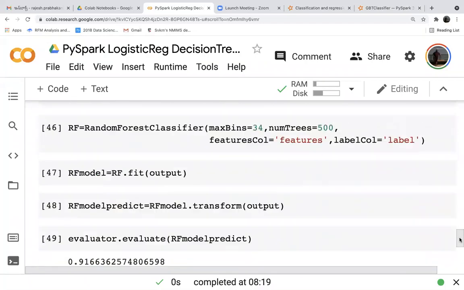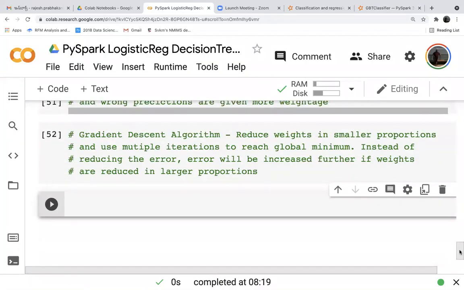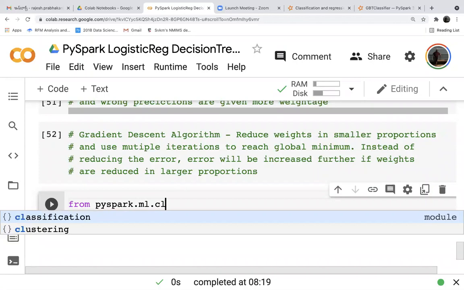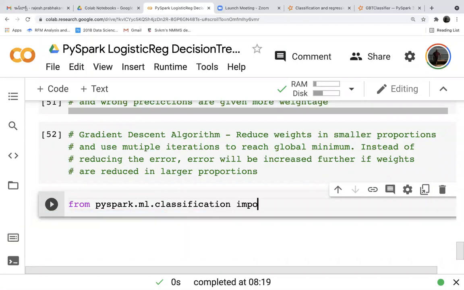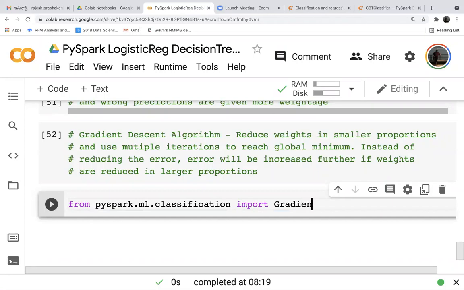We have already used the random forest classifier. So let us also do the gradient boosted classifier from pyspark.ml.classification import gradient boosting classifier.